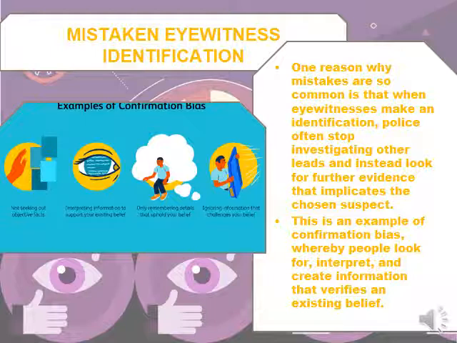So now you have police officers who simply put everything on hold and say, all right, we're going to follow this other lead. We're going to look deeper and deeper into the initial elements within this. So this is when the example of confirmation bias takes place, whereby people look for, interpret, and create information that verifies an existing belief. So again, when you look at examples of the confirmation bias, you have it there, not seeking out objective facts. So objectivity is now becoming more subjective.